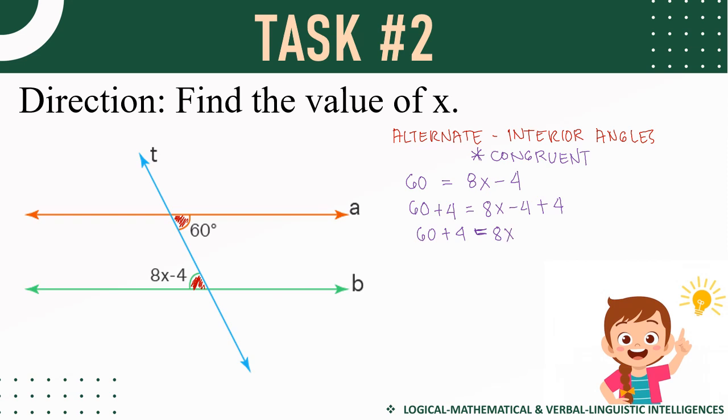8x. Alright, negative 4 plus 4 is 0, so we're going to eliminate that one. At the right side, the remaining expression would be 8x. So combining like terms, 60 plus 4, that would be 64, and then equals 8x. But I am asking only for 1x. But here in our computation, we still have 8 x's. So what are we gonna do?